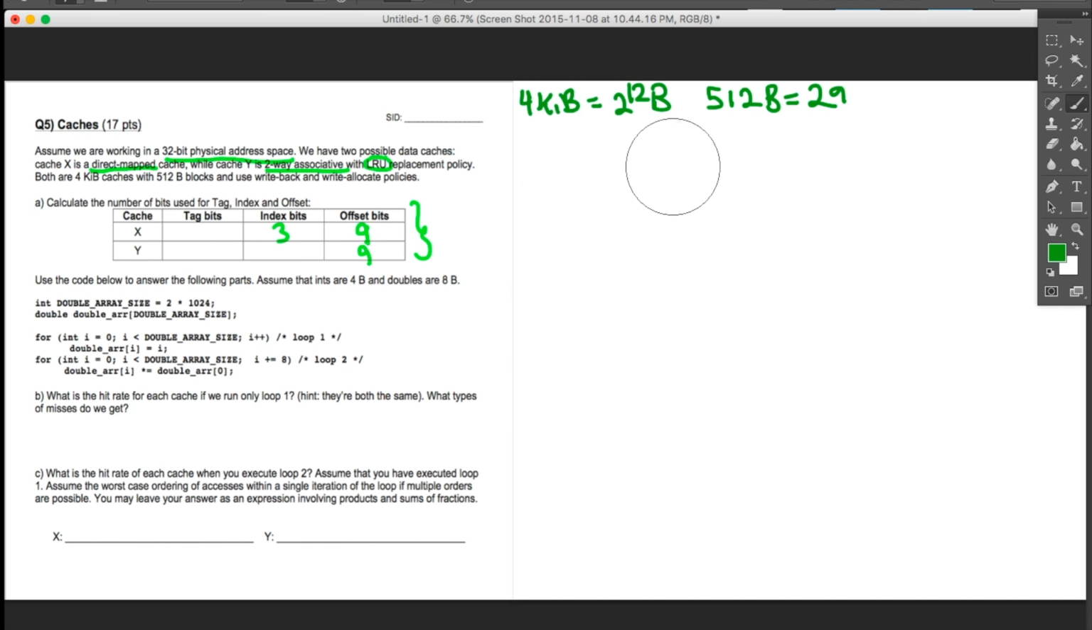Since tag plus index plus offset is equivalent to 32 bits, because this is a 32-bit address space, 32 minus 3 minus 9 is just going to be 20. So we need 20 tag bits.